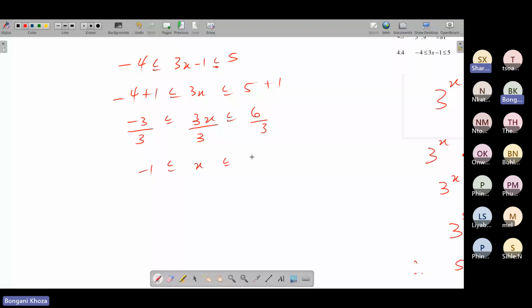Then if I'm asked to represent this graphically, that means I'll have a number line like that. These have an equal sign, so we have to shade our circles. This is minus 1, this is 2, and then we're just going to join those like that. And then this is my final answer, if I was asked to put this on a number line. Any questions on that one?